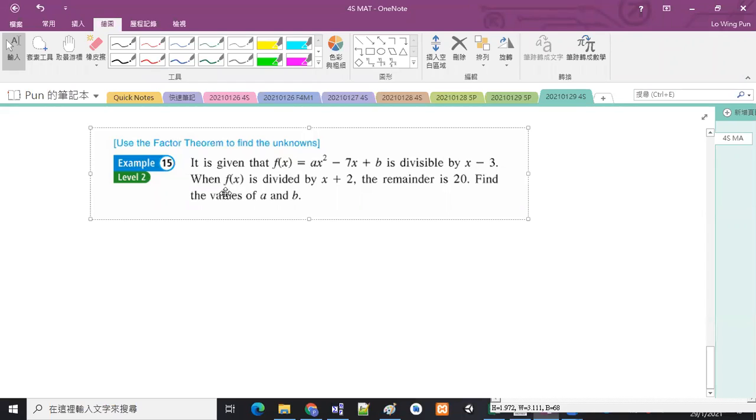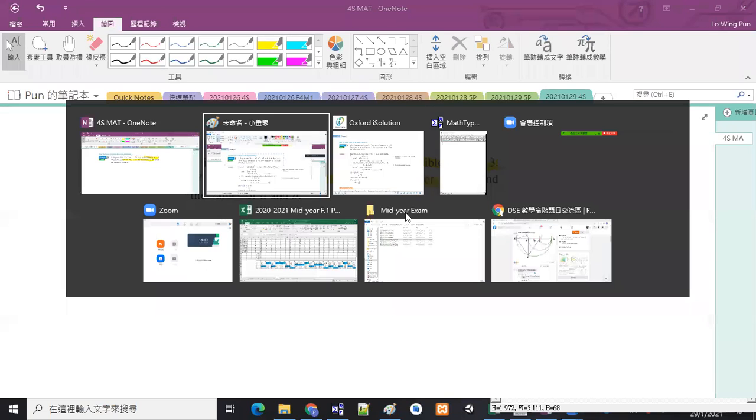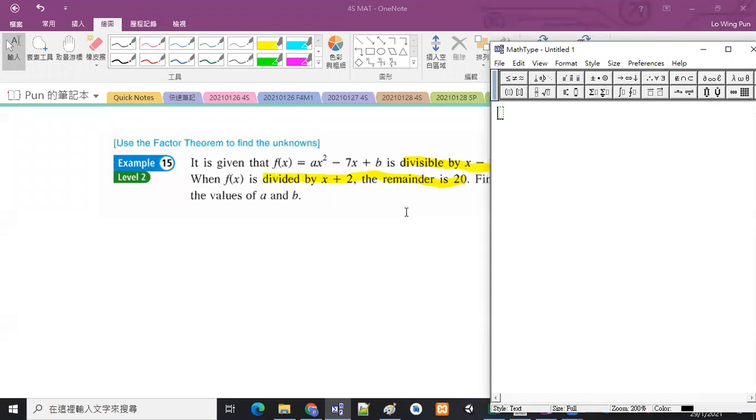Simultaneous equations. We need to set up equation 1 and equation 2 to solve for a and b, right? Okay, so we need two pieces of information. First, it is divisible by x minus 3. Second, when it is divided by x plus 2, the remainder is 20. But both of them are actually remainder theorem, right? Okay, first remainder.